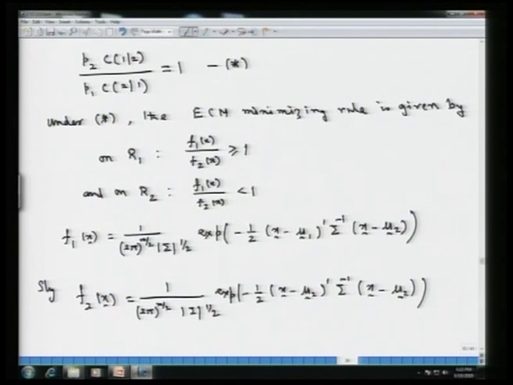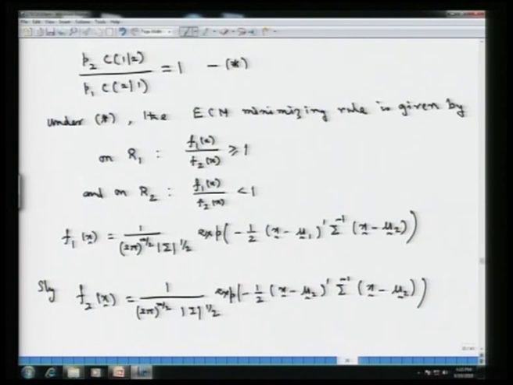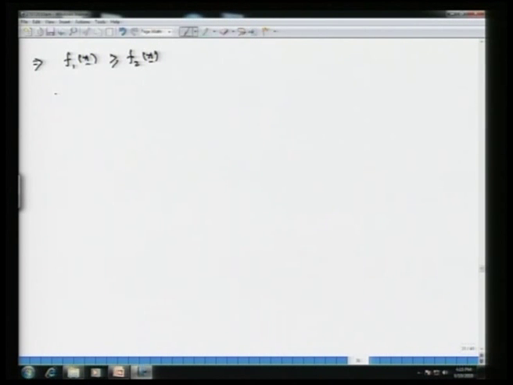Then let us look at what this actually leads us to. This leads us to a simple form, a known form actually, that is what we are going to show. So, f1(x) greater than or equal to f2(x), remember that is the region R1, f1(x)/f2(x) greater than or equal to 1 is that region. So, this is equivalent to f1 greater than f2 on R1.